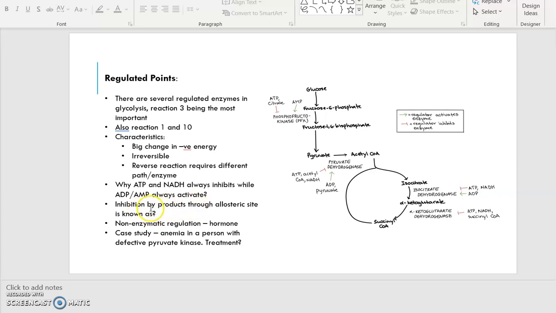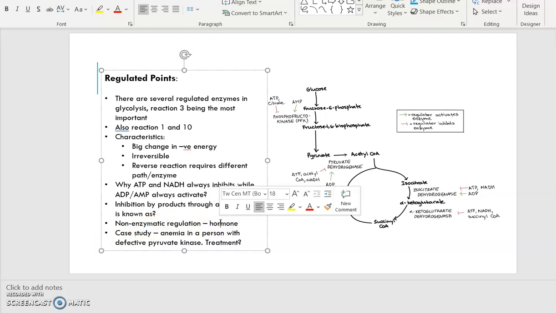Inhibition by products through an allosteric site is known as feedback inhibition. The allosteric site is a site on the enzyme that is different from the active site. If you have an enzyme with a circular active site, the allosteric site is different from the active site. Binding of an activator or inhibitor at the allosteric site can either stimulate or inhibit the reaction. You can also have non-enzymatic regulation through hormones, for example insulin, glucagon, and so on.